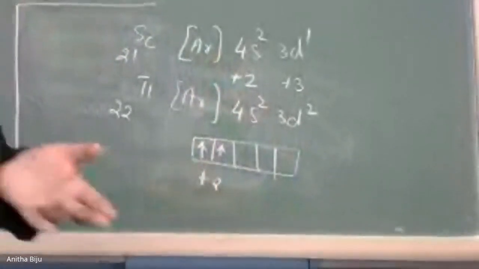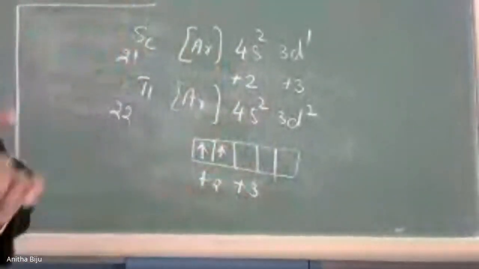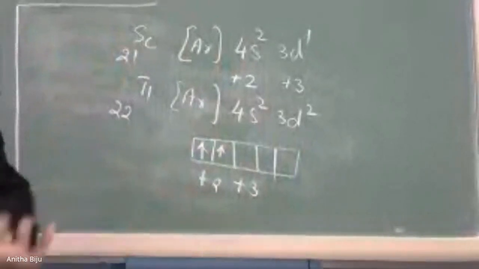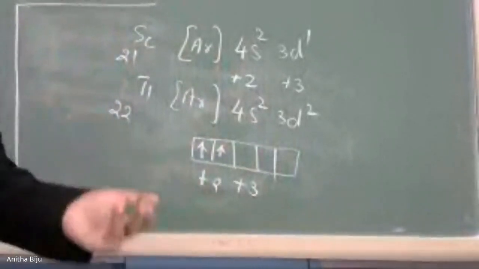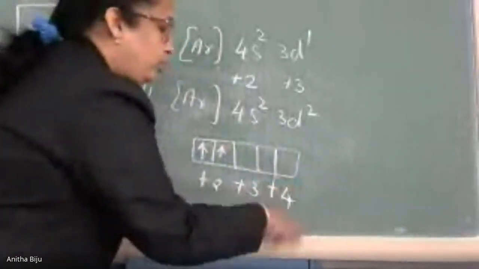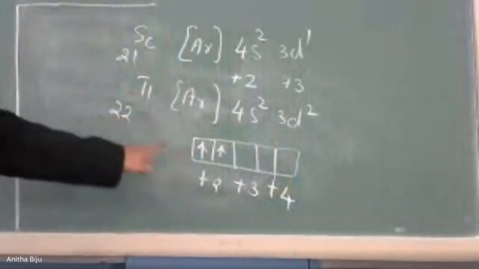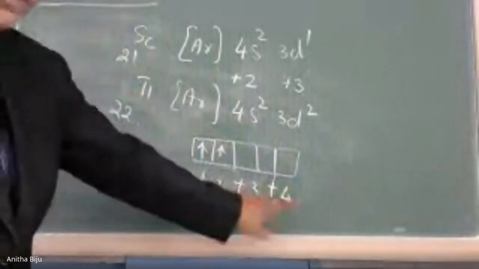Then it is capable of showing the next oxidation state, that means +3, by removing one electron from the d subshell. Next it is capable of removing all four electrons, so it shows the +4 oxidation state. In this way, titanium is capable of showing +2, +3, and +4.